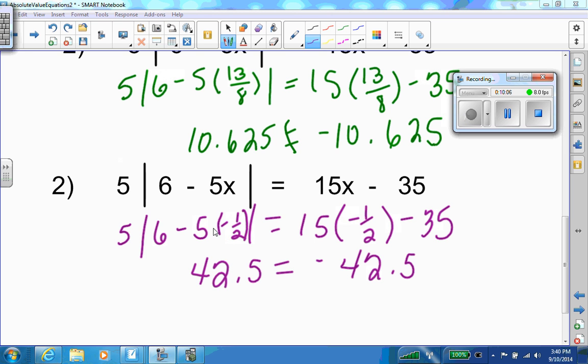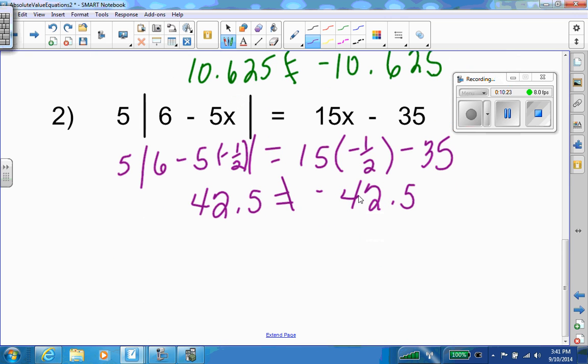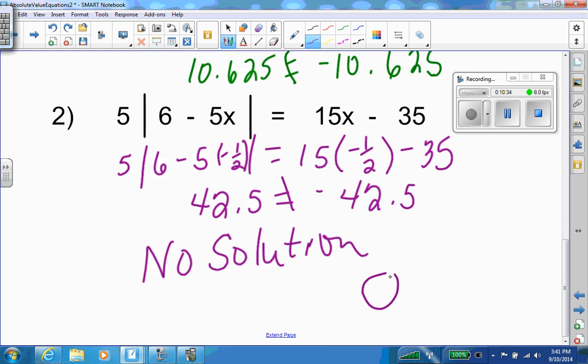So I've checked the second solution and I substituted -1/2 in for x on both sides. I evaluated with my calculator. The left side equals 42.5 and the right side equals -42.5. So again, that is not true. So we're also going to reject -1/2 as a solution. So we would say that there is no solution to this absolute value equation. Another way to write that is this symbol that means the empty set, which also means there is no solution.